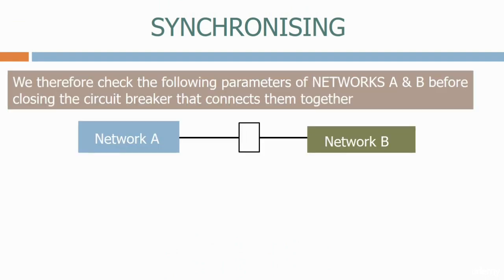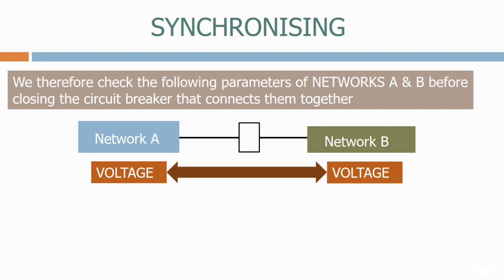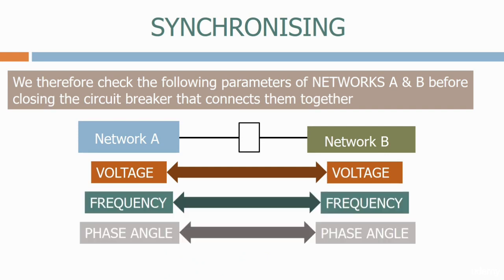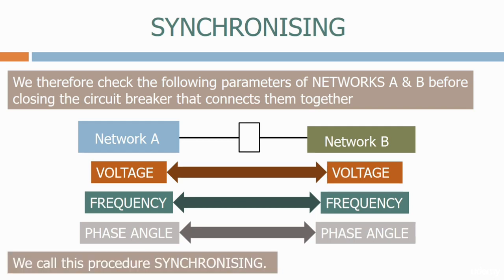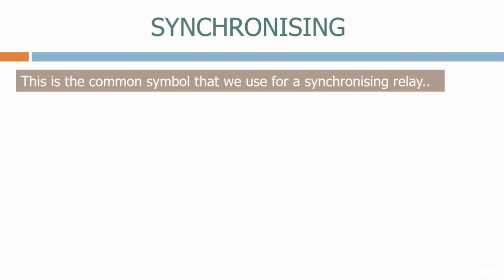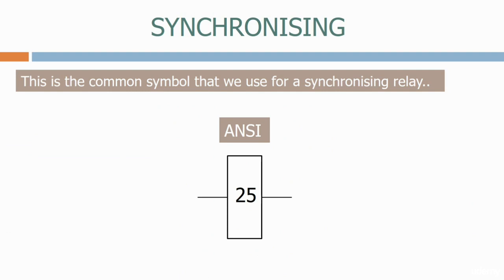We therefore check the following parameters of networks A and B before closing the circuit breaker that connects them together: the voltage, frequency, and phase angle. We call this procedure synchronizing. This is the common symbol that we use for a synchronizing relay.